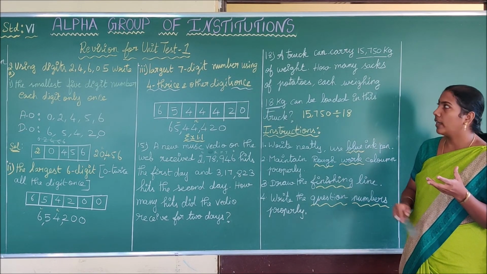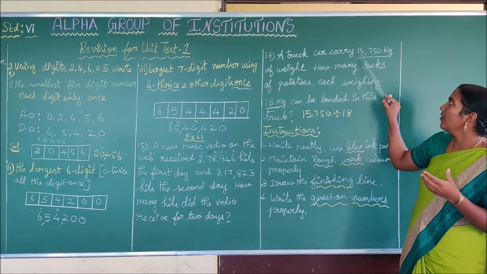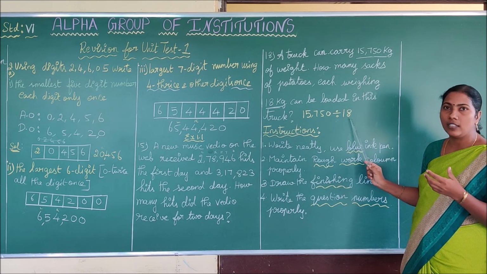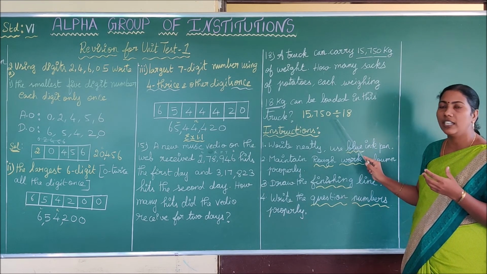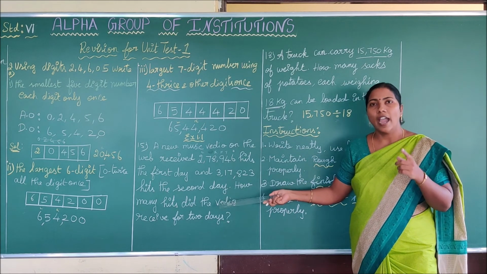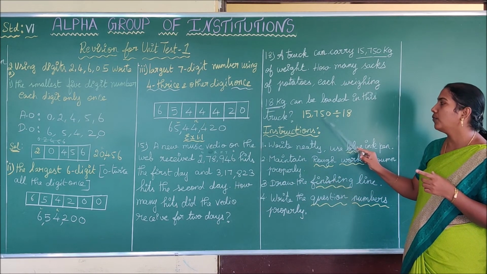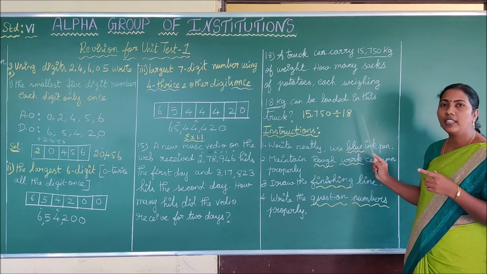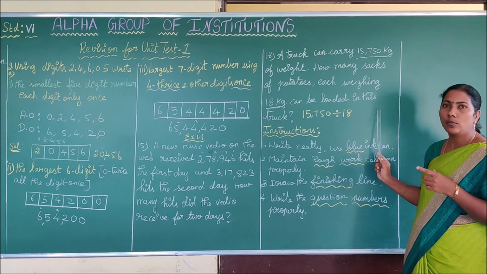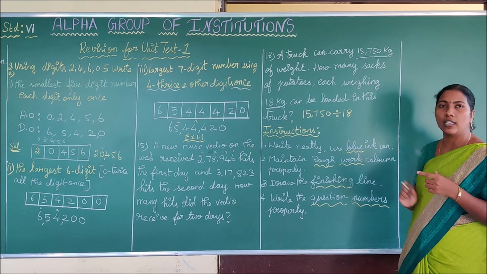Okay, how can you find it? You can find the answer by dividing this weight by 80. That is, the operation we are using is division. In the previous sum you used the operation addition. If you divide this number, 15,750, by 80, you get the number of sacks of potatoes. Okay, you get the answer.